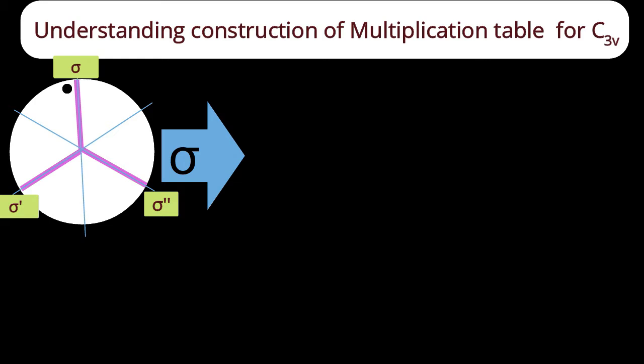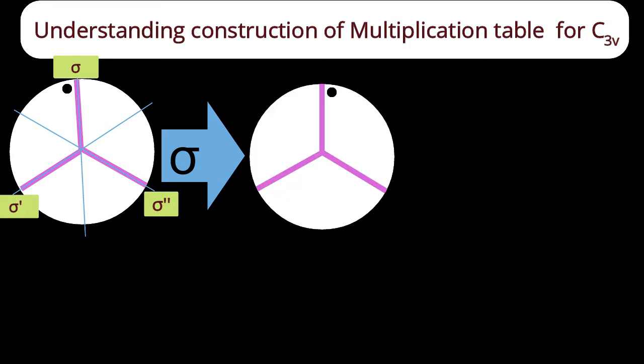Let us start. First operation, sigma: reflection through a plane passing through the upper bond. What do you think? That knot will come to which position? Yes, right side of that bar. So the resultant structure will be with the knot at the right side of the upper NH bond. Now to this resultant structure, I want to perform a rotation operation. Let me perform the first rotation operation, that's a C31 rotation by 120 degrees.